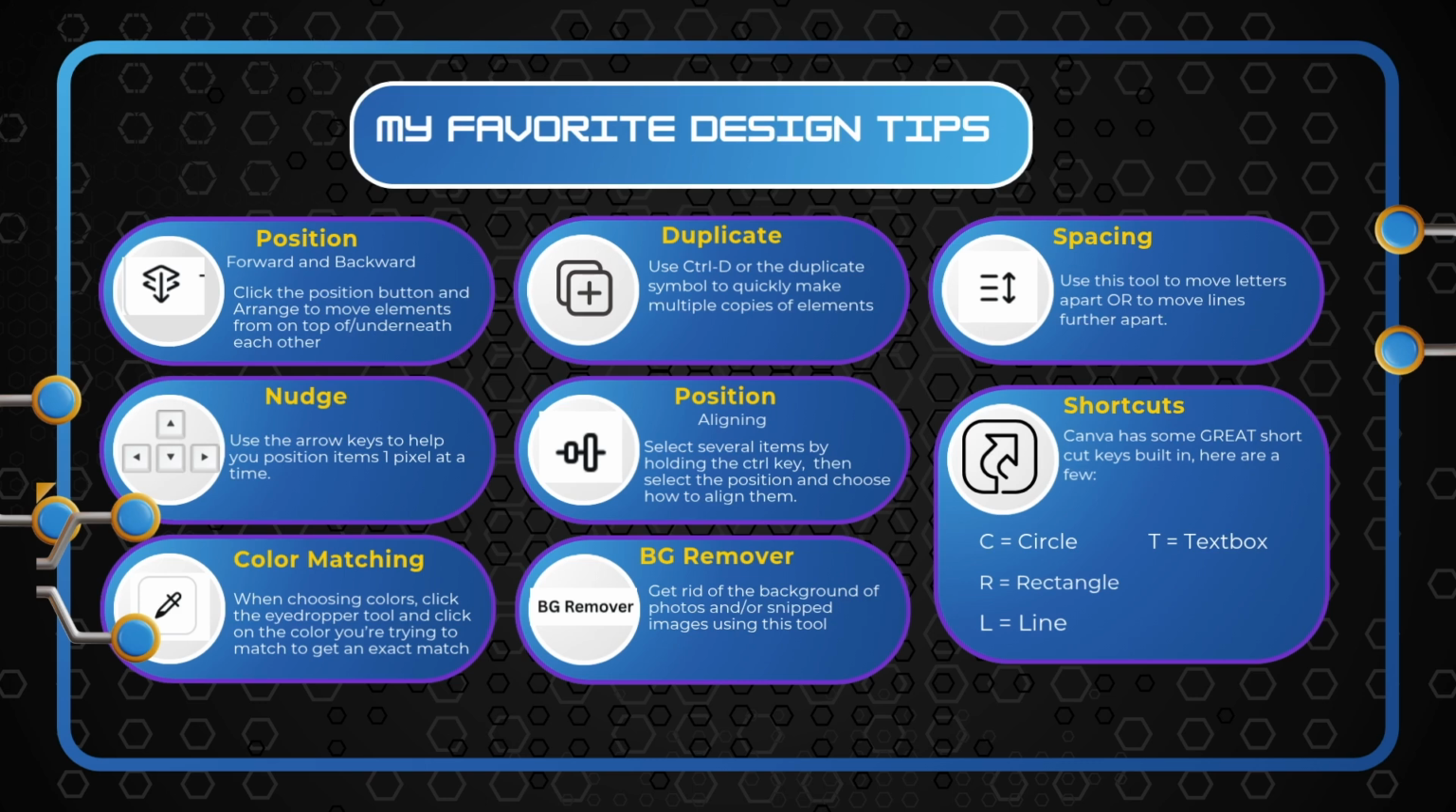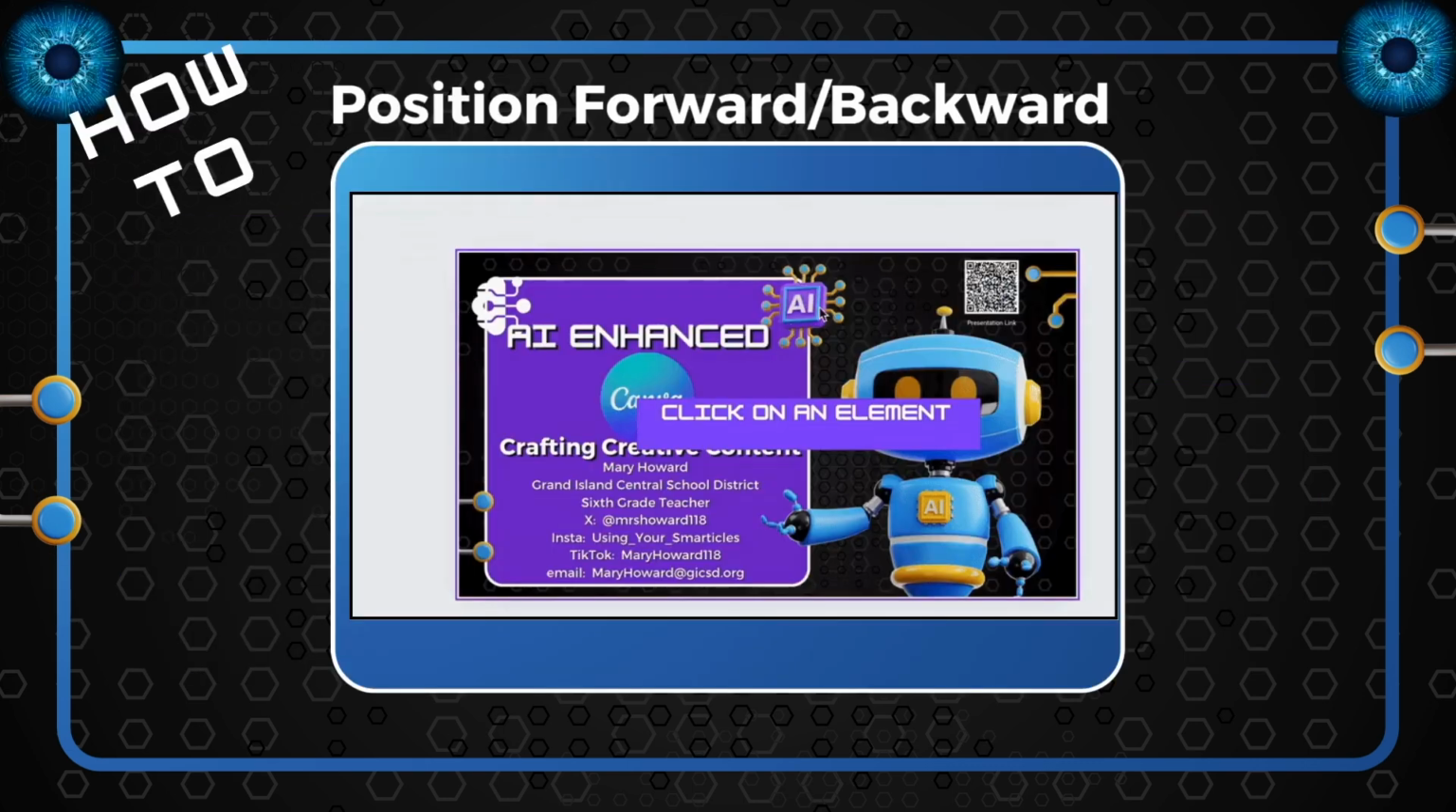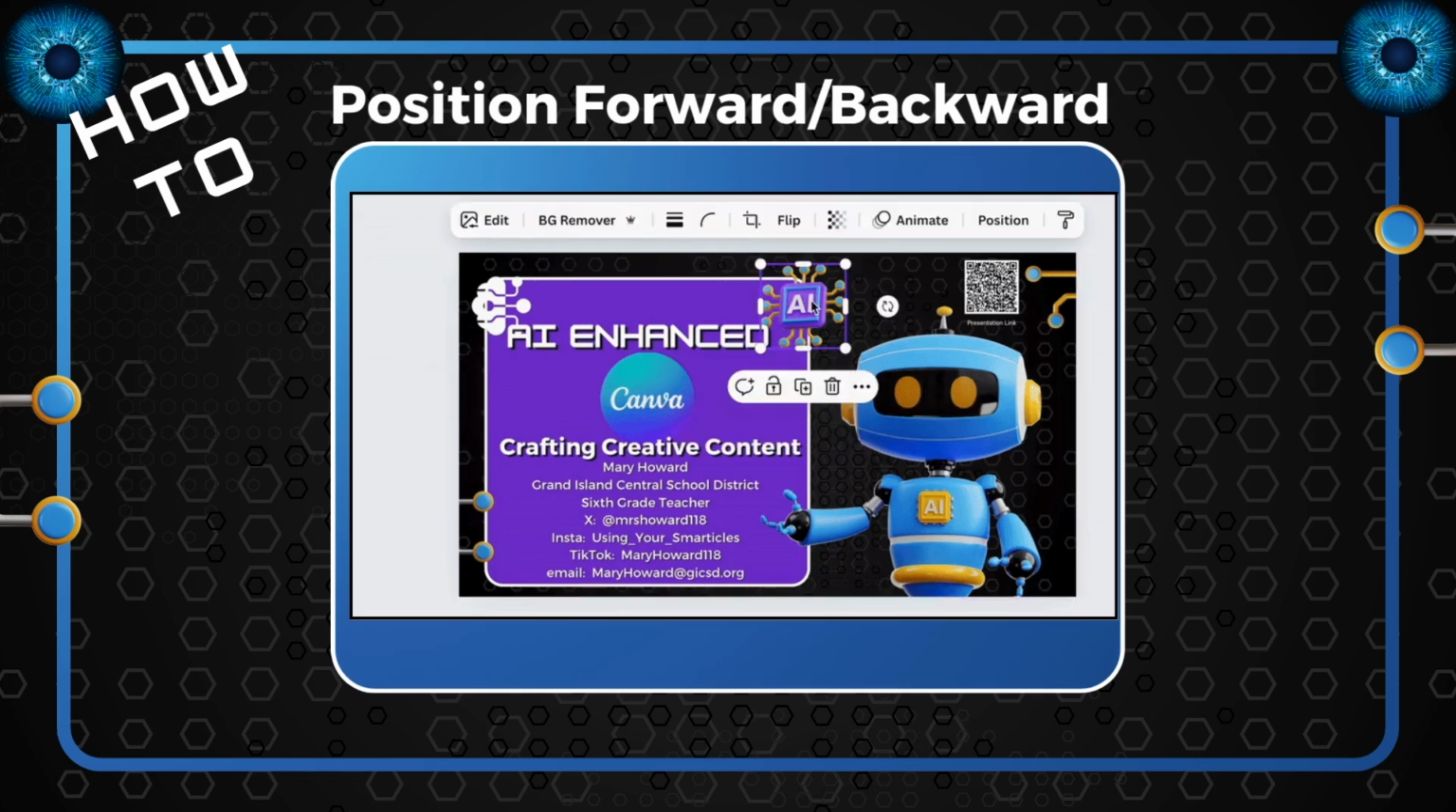So let's get started with our first skill, and that's the positioning skill. I use this one frequently when I'm working with my Canva slides because people don't often realize that the information on their slides is actually layered. So when you want to do something related to position, you're going to click on that element. So I'm clicking on this AI icon here. And what I can do to this element is I can click on the word position in the upper right hand corner, and I can move it either backward or forward on my design.